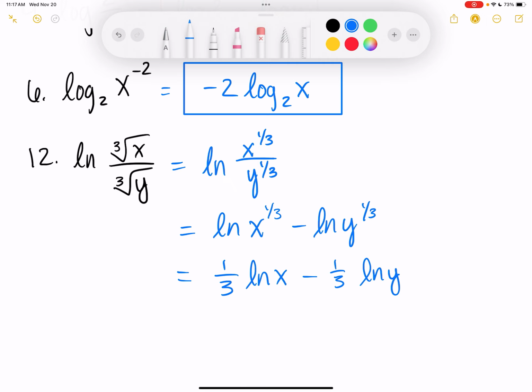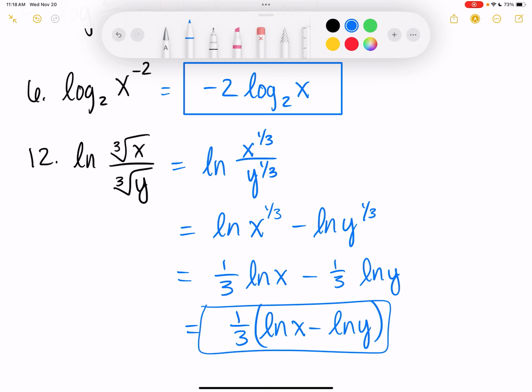Then both of these pieces have a 1/3, so I'm going to factor out a 1/3. So I'm going to have 1/3 times the ln of x minus the ln of y. And so this would be the correct answer here with it all factored out.